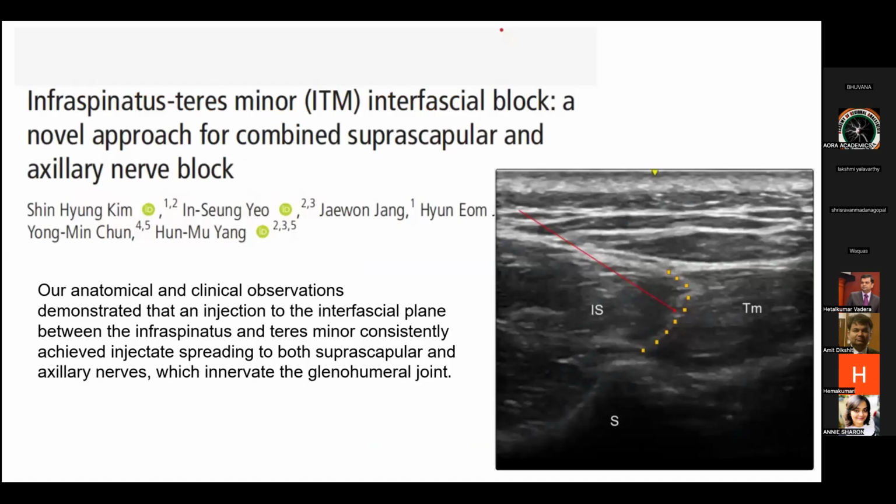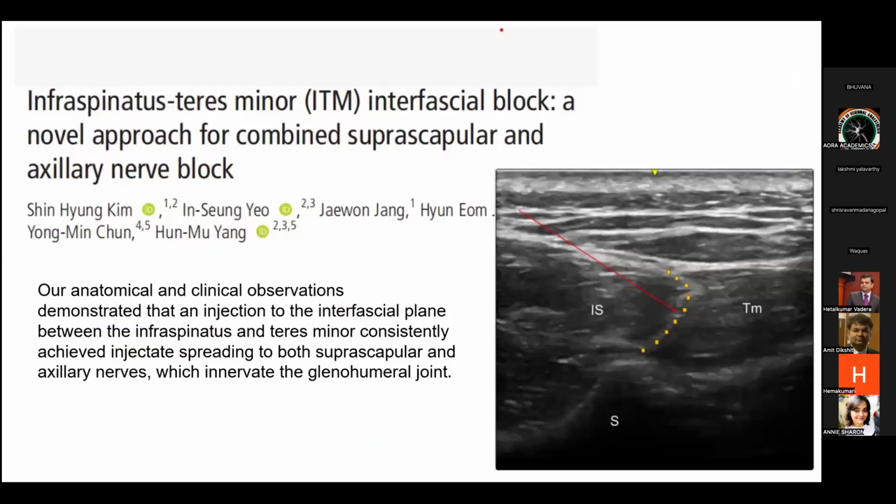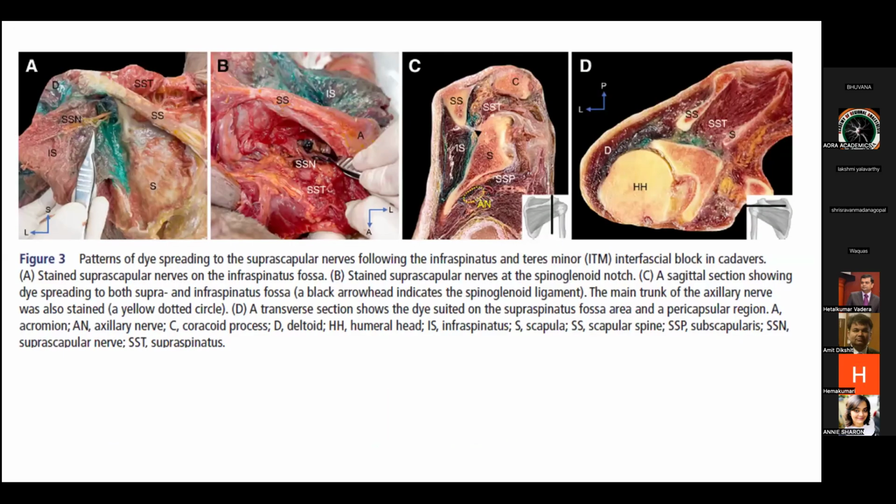This is one of the new blocks, the infraspinatus teres minor interfascial plane block. In that we are blocking with a single injection. We can cover both suprascapular plus axillary nerves. This is the anatomical dissection. If you inject the drug in this plane between the infraspinatus and teres minor, you can block both the axillary nerve and the suprascapular nerve.